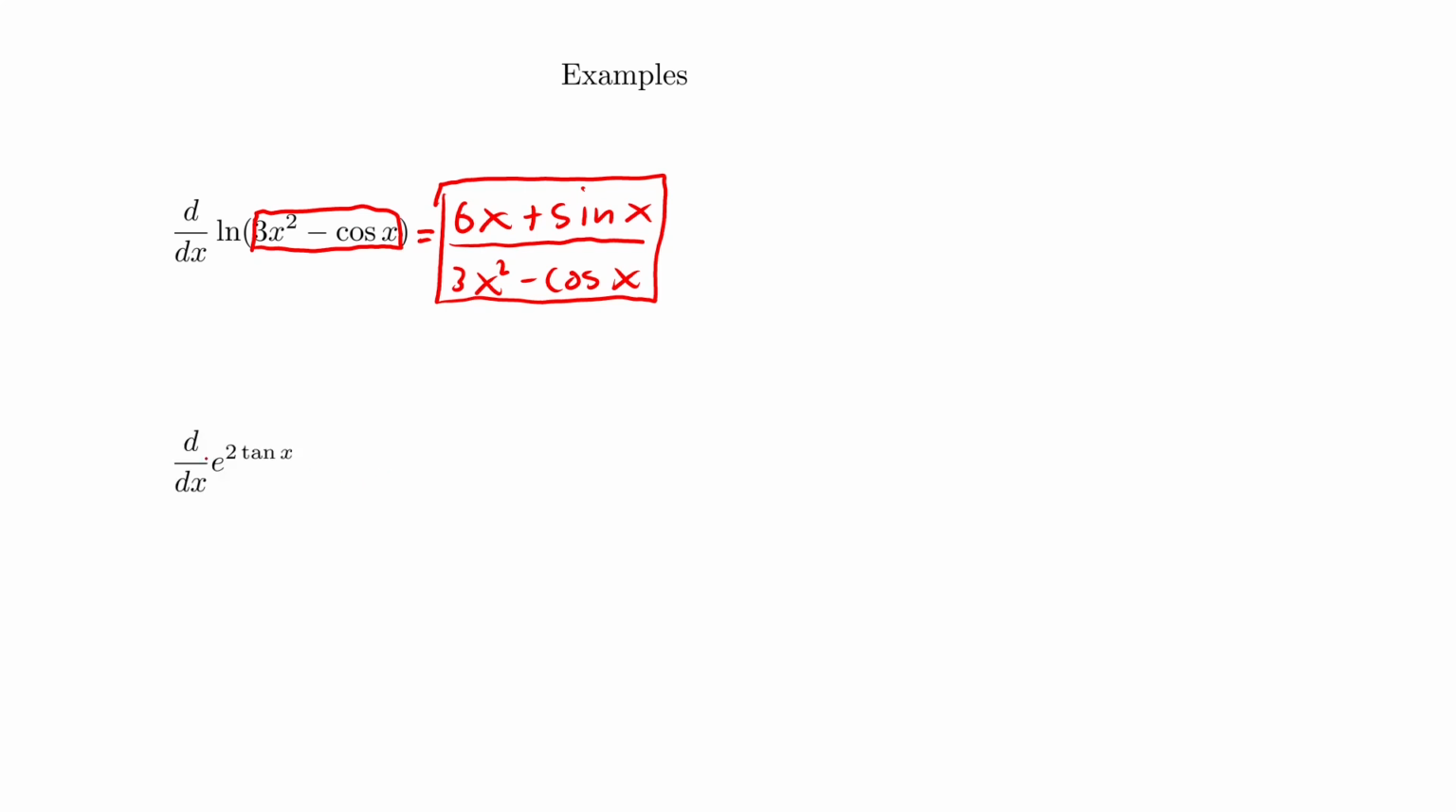And then just to practice another one that involves e to the power of something, if I've got e to the power of 2 tangent x, what we do is, again, we just look at this inside function, which is 2 tangent x. We take the derivative of that, which is going to be 2 secant squared x. And then we multiply that by e to the power of whatever is already there. So we make no change. And again, this just follows directly from the chain rule.